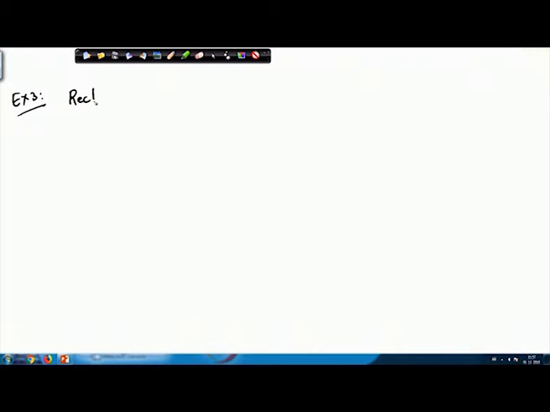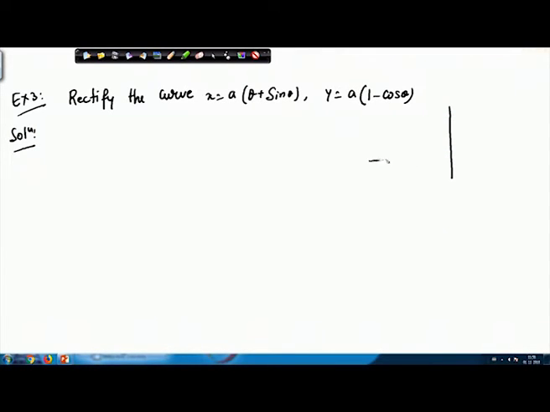So, rectify or calculate the arc length, whatever. So, rectify the curve x equals a times theta plus sin theta and y equals a times 1 minus cos theta. So, how do we do the rectification? This is our given curve, right.